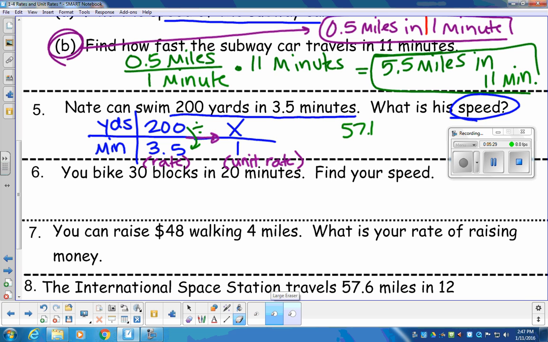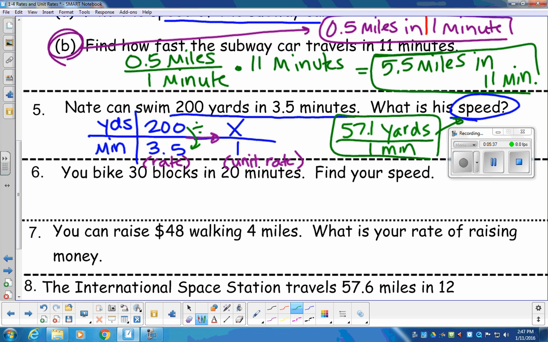So we have 57.1 yards that Nate can travel in 1 minute. There's our speed, that's our rate or our unit rate for Nate. Just a division problem. Go ahead and check your work there and make sure that you're caught up.